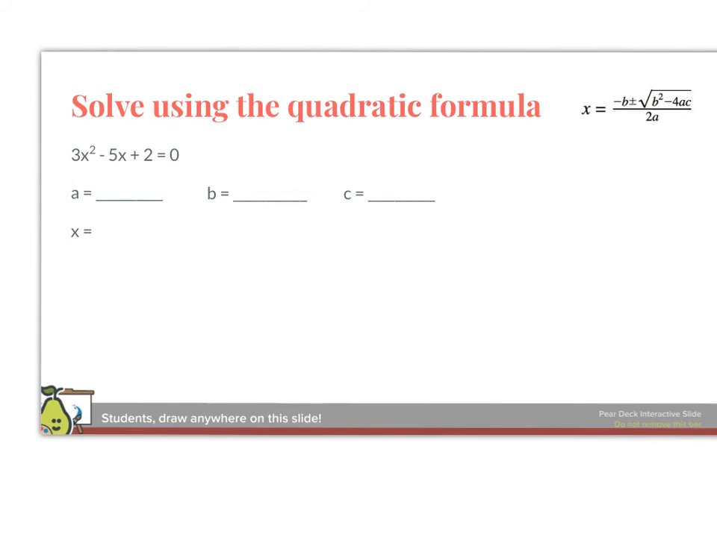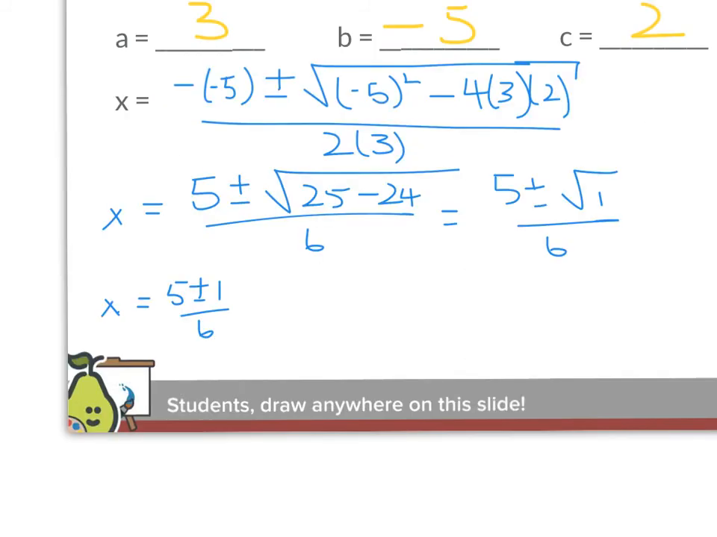Comparing this formula to our standard form formula, we see that a is equal to 3, b is equal to -5, and c is equal to 2. Now I'm going to substitute those into the formula. Again, I've done all of the substitution for you. Then 25 minus 24 is 1. The square root of 1 is 1.